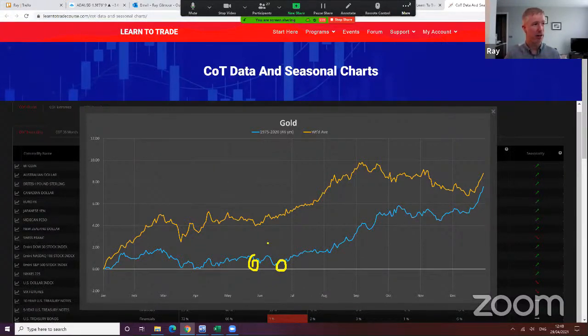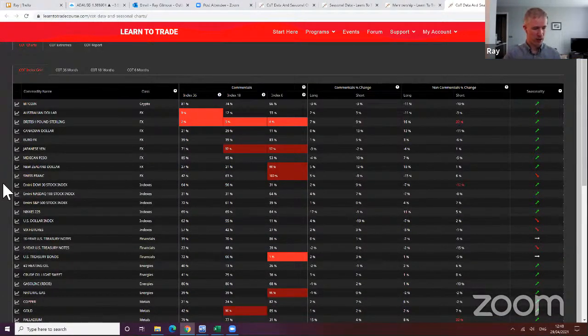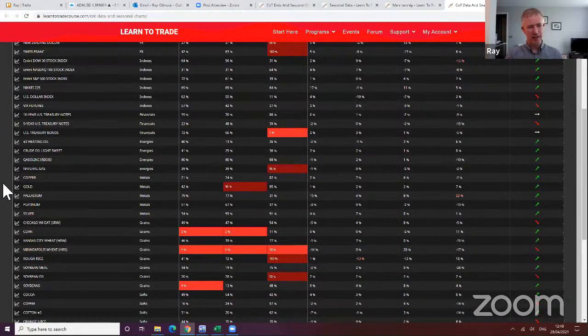I'm not getting massively excited about where gold is. I have been buying stocks. I think it's the safest way to do it, accumulating stocks at lower prices, but actually buying a leveraged position in here, I'm not particularly excited by it, to be honest. So seasonally, it is a bit weaker in May. Not huge weakness, but more of a lack of buying than anything really.